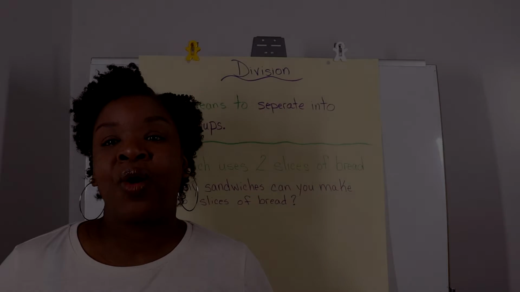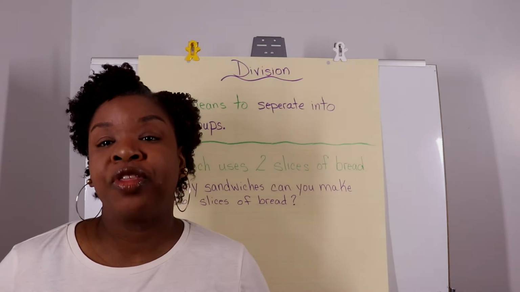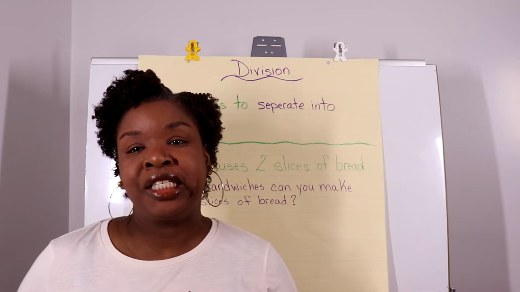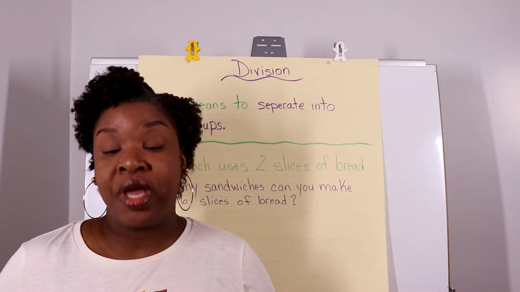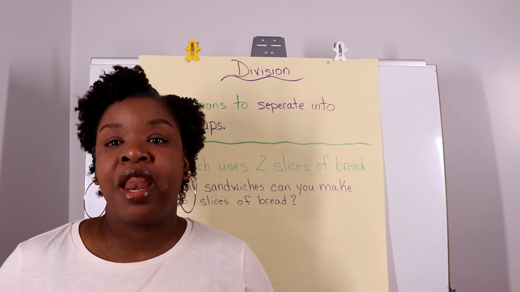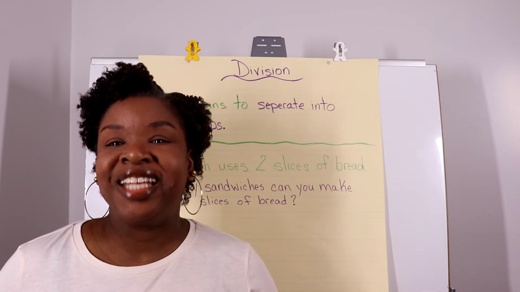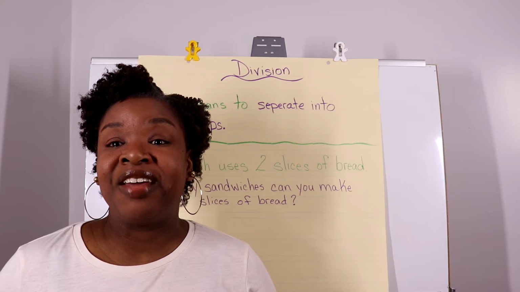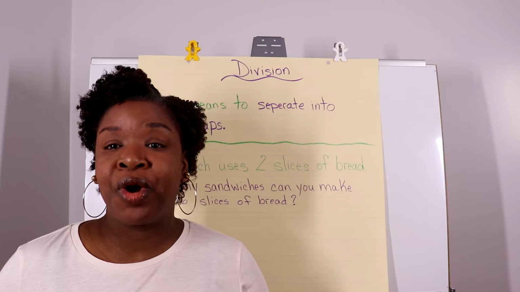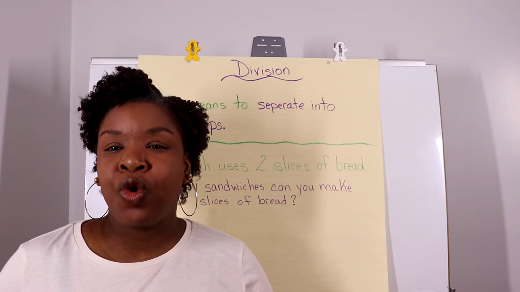Today we're going to be talking about how to divide. Division involves working with equal groups. The vocabulary we will use today is divisor, dividend, and quotient. The quotient is the answer to a division problem. The dividend is the number that is being divided into. And then we have our divisor, which is the number that you are using to divide. We're going to get more into that a little bit later.